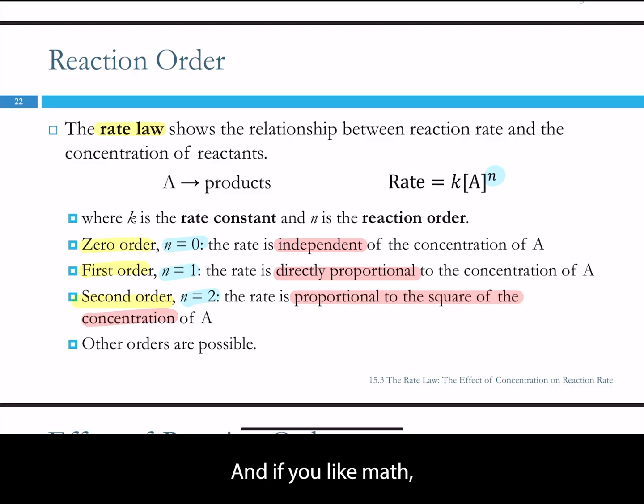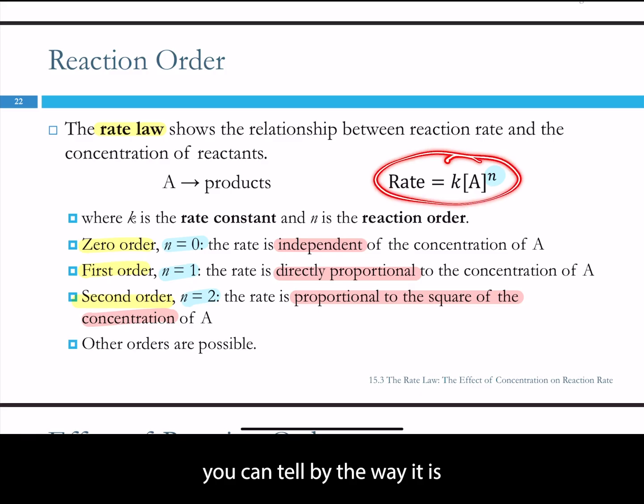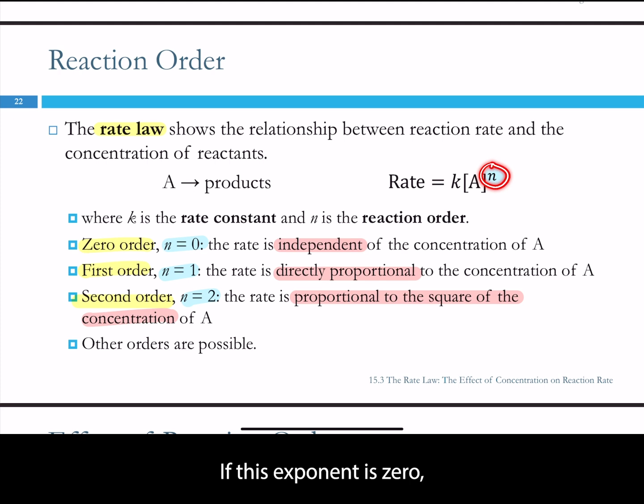And if you like math, you can tell by the way it is from the equation. If this exponent is 0, anything to the 0 power is 1. So the concentration of A disappears from the equation. If it's first order, then it just is the concentration of A that affects the reaction. If it's second order, then I'm squaring the concentration. And you can have third order, fourth order, and beyond.